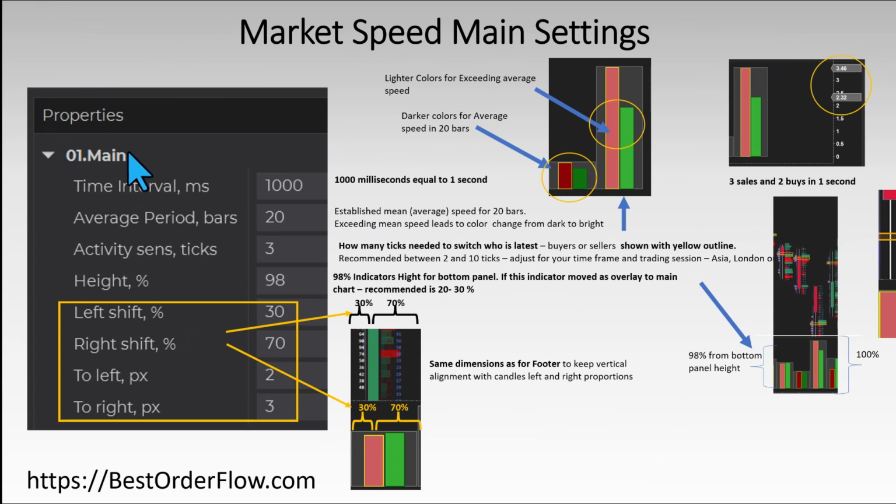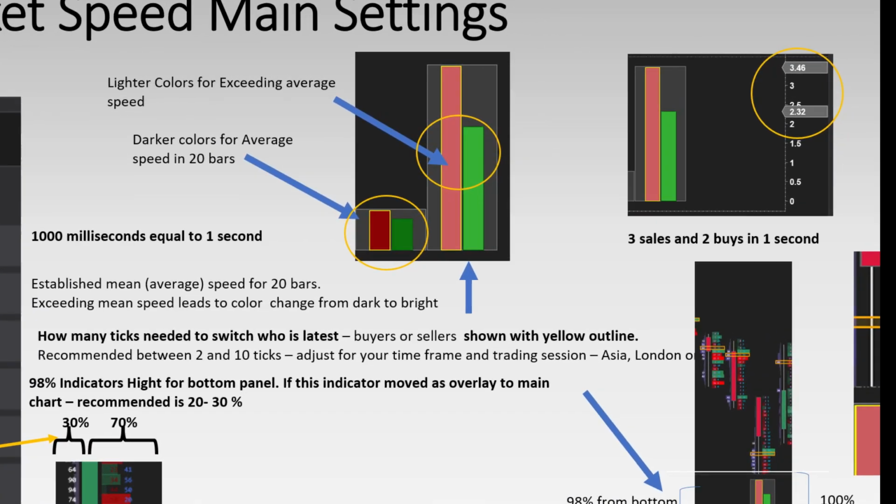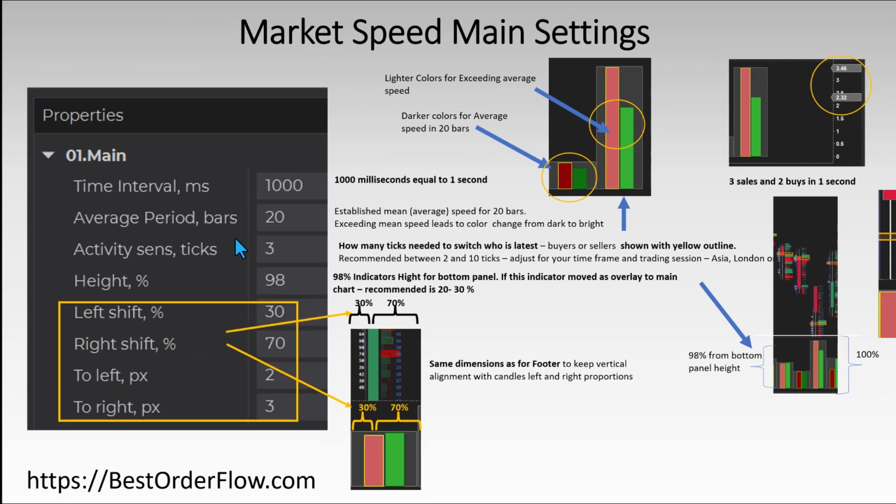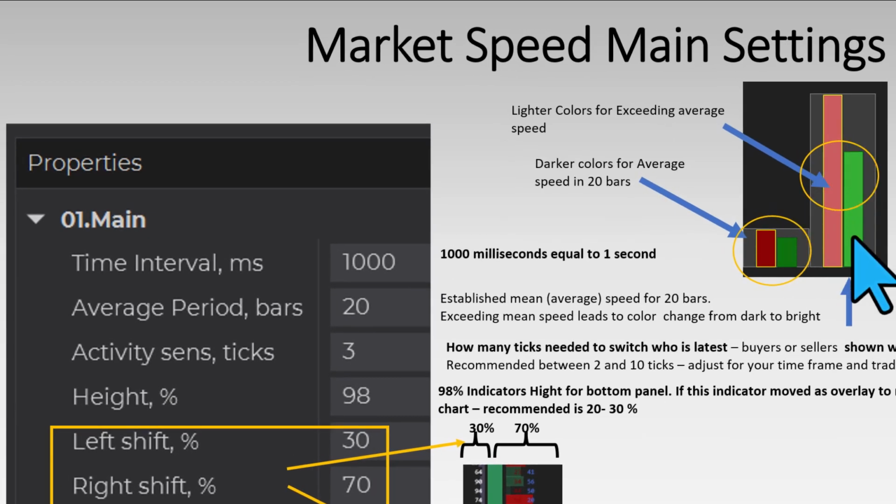In the main properties for this indicator, let us also configure the time interval, and in this case it's 1000 milliseconds, which is equal to 1 second. That means in this situation we have three sales and two buys during a 1 second time. Then how do we calculate if this speed of change, speed of tape, is higher than this? We calculate an average for 20 bars. And you notice that average speed is shown with a dense red and dense green, and the speed that is above average is a brighter red and brighter green color.